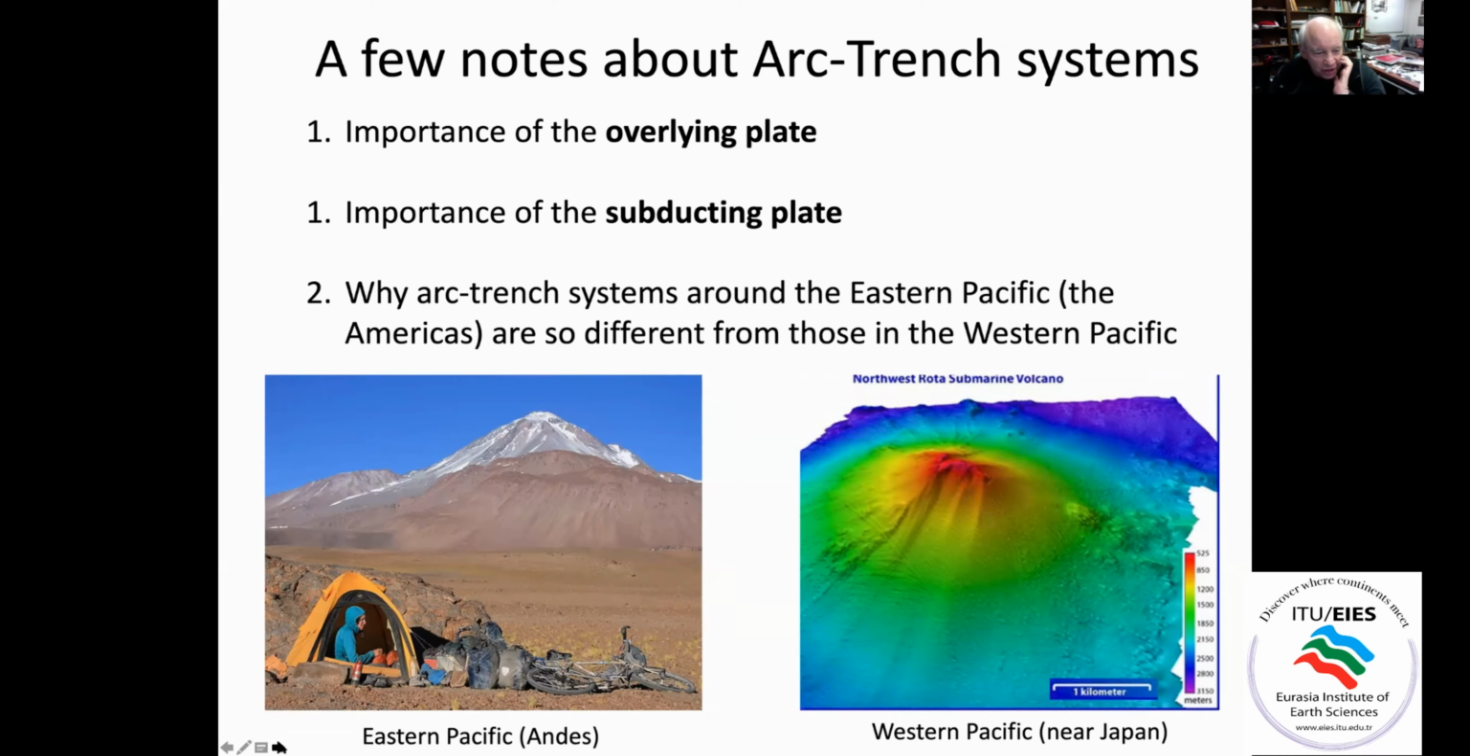Here in the Eastern Pacific, if you're going to study arc volcanoes, you'd better be a mountaineer that can deal with cold weather. And if you want to study the ones in the Western Pacific, a lot of them require that you have the ability to swim like a fish or have technology that can help you do that.